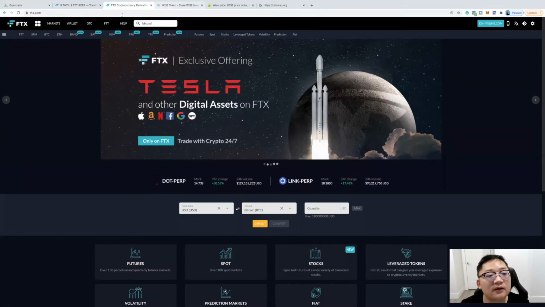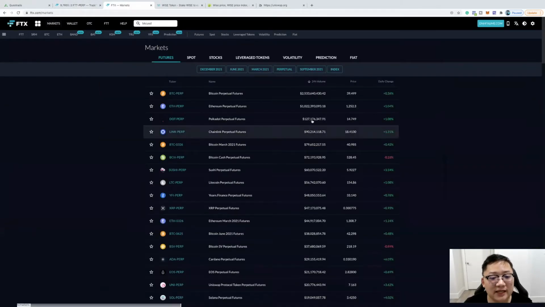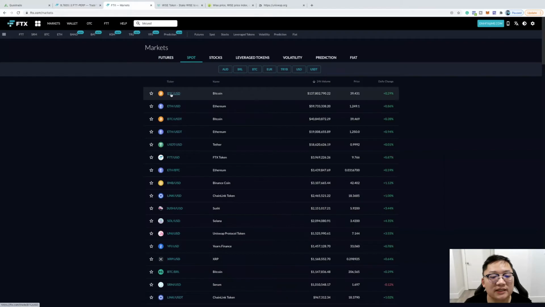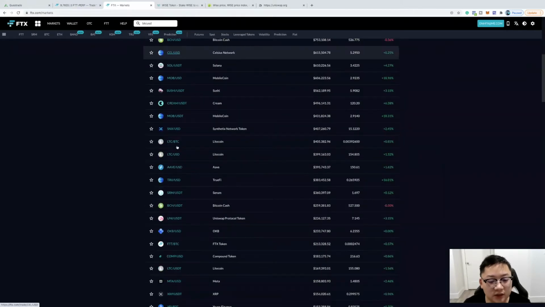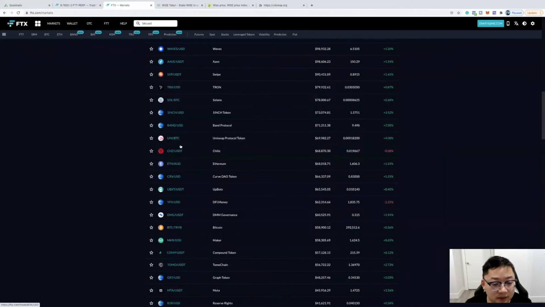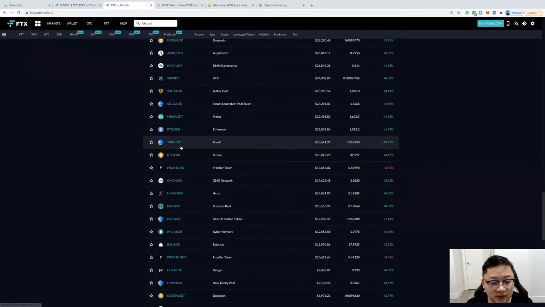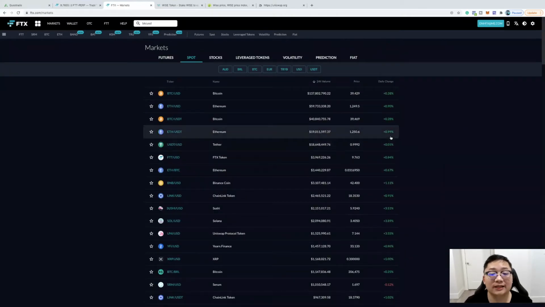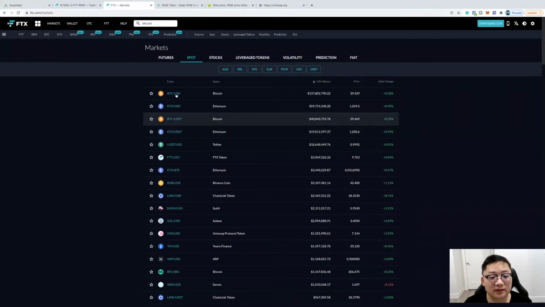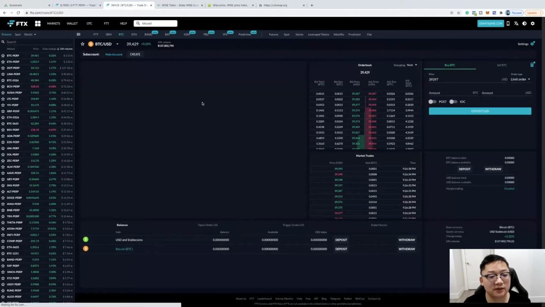Once you're in, you can look at and analyze the markets here. It has the classic markets. Let's go to spot trading: BTC USD, ETH USD, USDT pairs. The sky's the limit here. Sell token is on here, Uniswap is on here, Chainlink is on here. Just so many different options. Depending on what kind of trader you are, most likely you have everything you need here, all in one platform, and it's very accurate data. Let's go to BTC USD and see how the charts look.